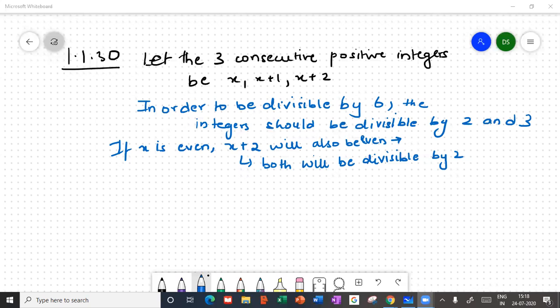I think I had some connection problem. Okay, is my screen visible?